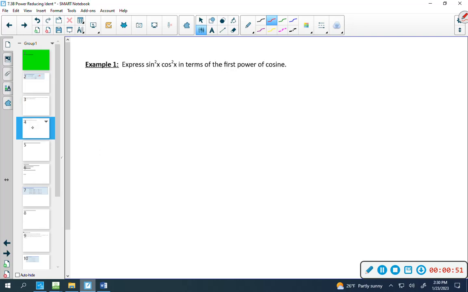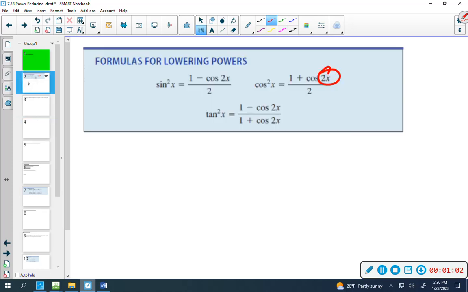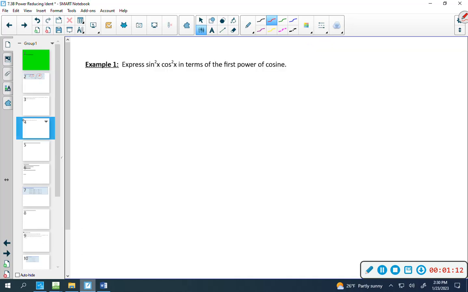So here we go. Express sine squared times cos squared in terms of the first power of cosine. I see my sine squared and cos squared, so we have two of these formulas. I'm going to replace sine squared with the first one, 1 minus cos, and replace cos squared with the other. I'm literally filling those formulas in to start. So 1 minus, in parentheses, cos of 2x over 2, and then cos squared is 1 plus cos of 2x over 2.